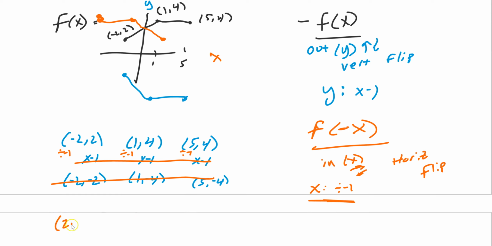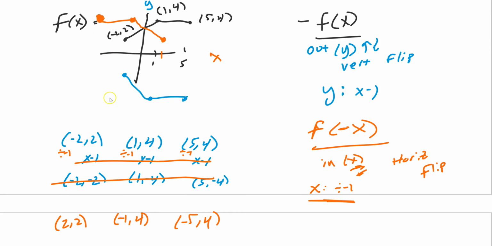And I get 2, 2. 1 divided by -1 is -1, 4. And we're only doing the x values, so -5. 5 divided by -1 is -5, 4. If you look at my points, that's kind of 2, 2. That's what I was going for there. -1, 4, and -5, 4.